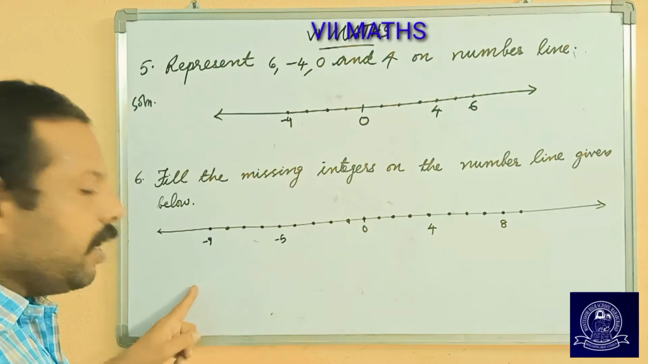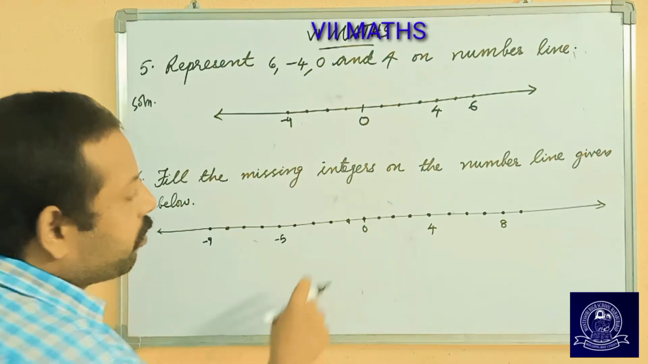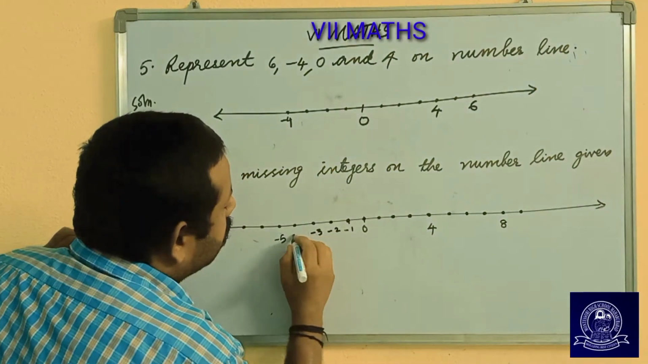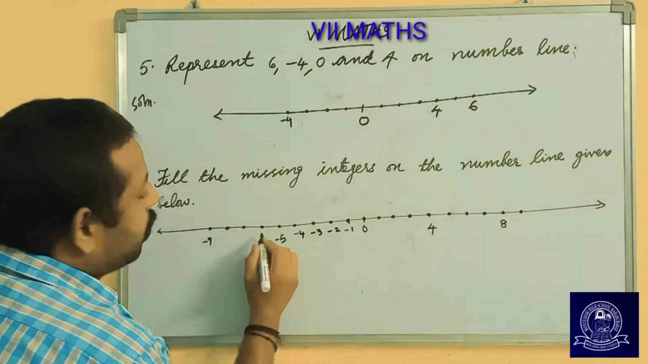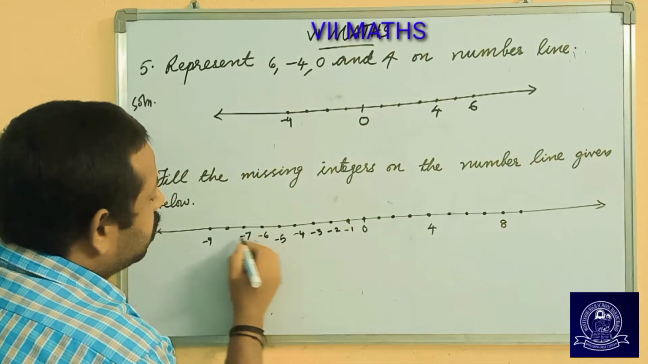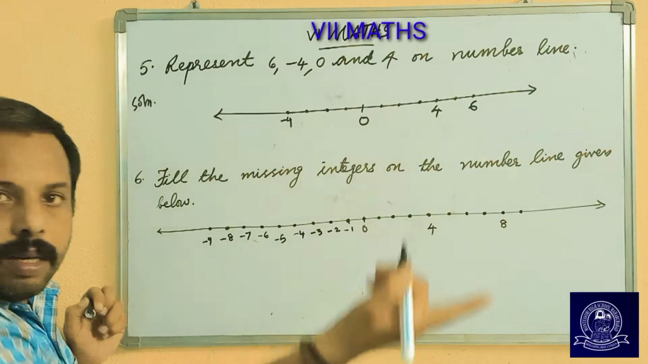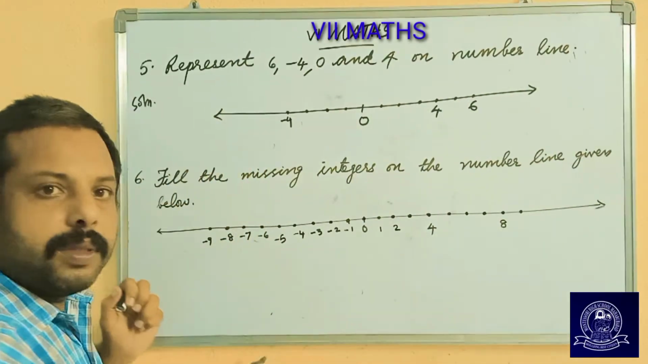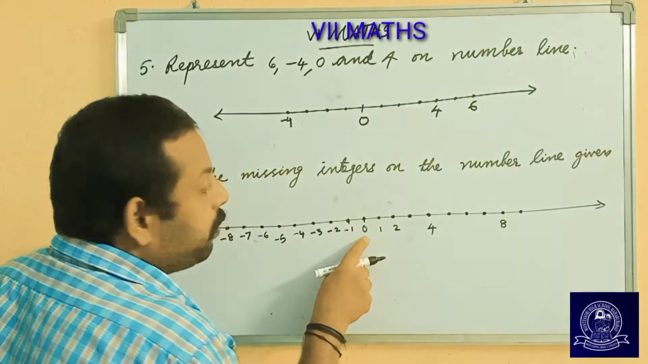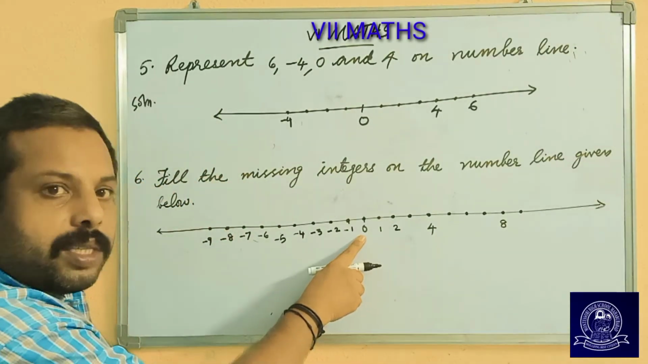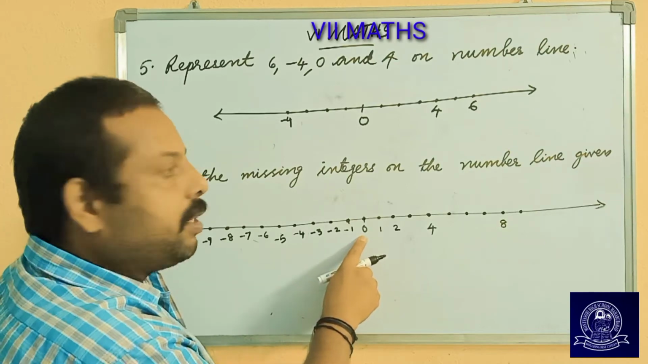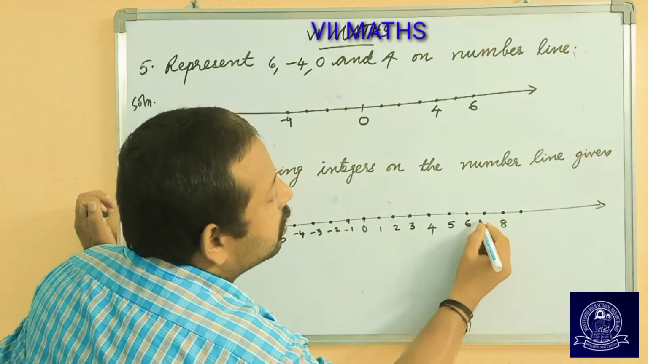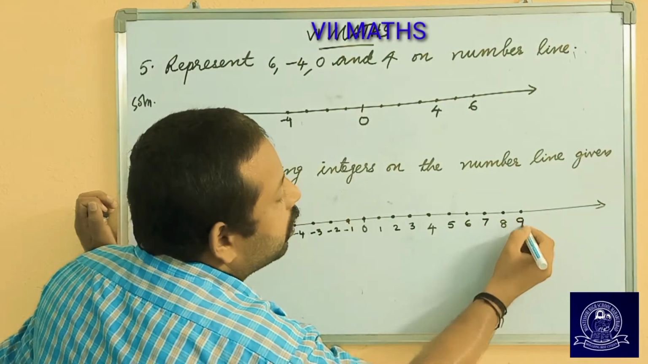Left of 0 we have negative integers. Let us start from here. -1, -2, -3, -4, -5 is there already, -6, -7, -8. Right hand side we have +1, +2. Positive integers can be written without any symbol. It doesn't mean that 0 is positive. 0 is neither positive nor negative. 3, 4 is there already, 5, 6, 7, 8 is there already, 9.